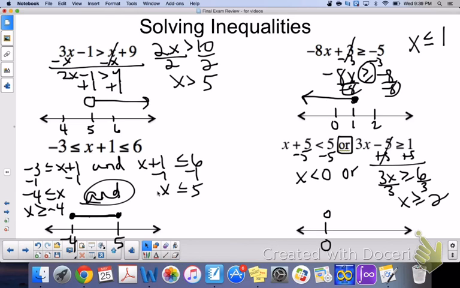So, I have x less than 0, open circle, and to the left. I have x greater than or equal to 2, so closed circle and to the right. And that's it for solving inequalities.